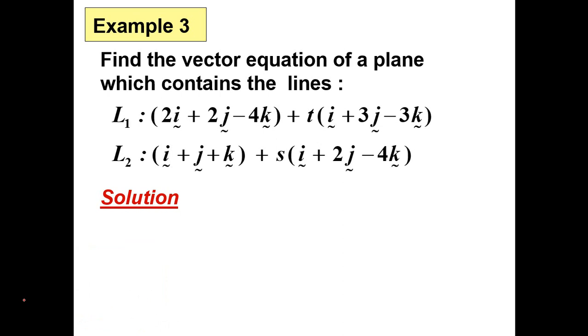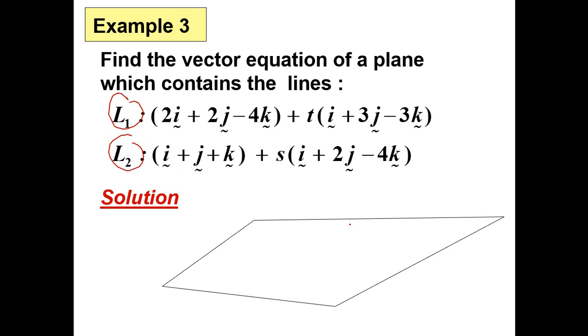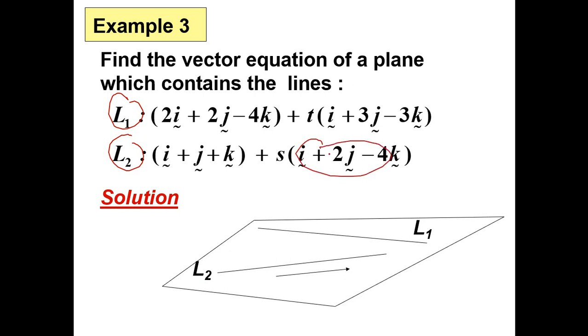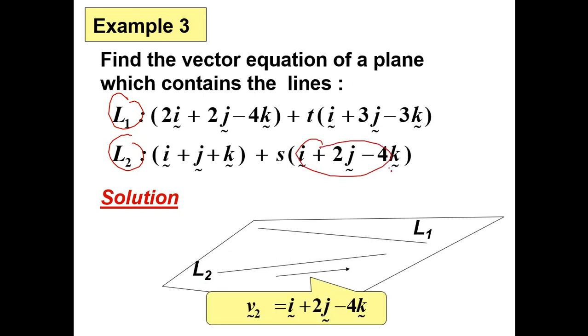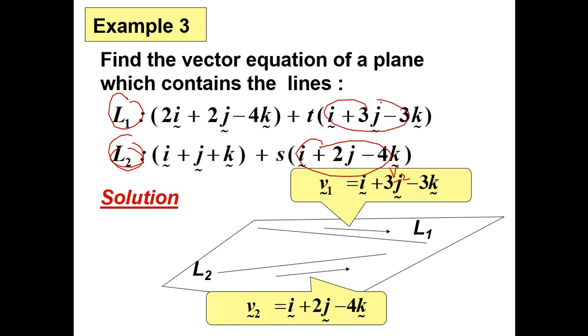Find the vector equation of a plane that contains two lines. If you sketch the diagram, this is the diagram. This is the plane, and these are line 1 and line 2. Inside line 2, we get V2. V2 is a vector giving the direction of L2. V1 gives the direction of L1.